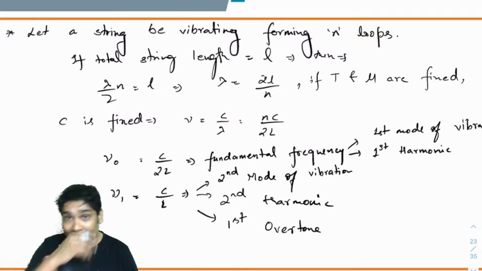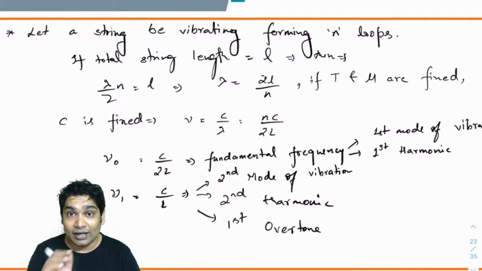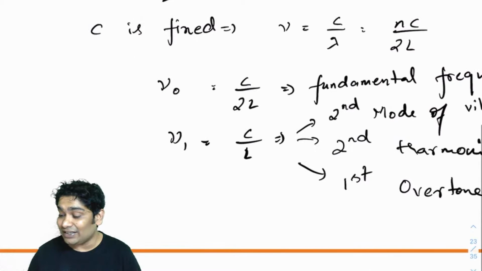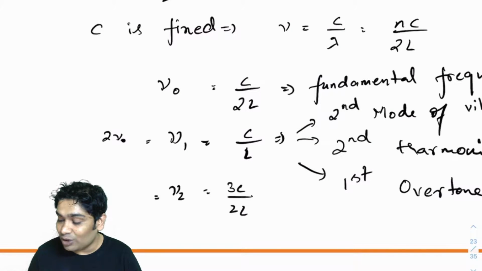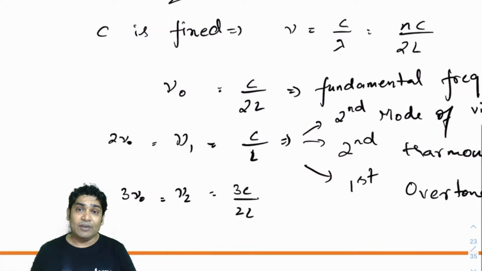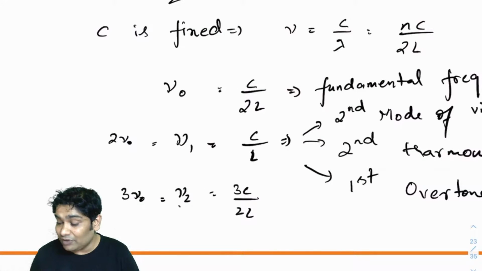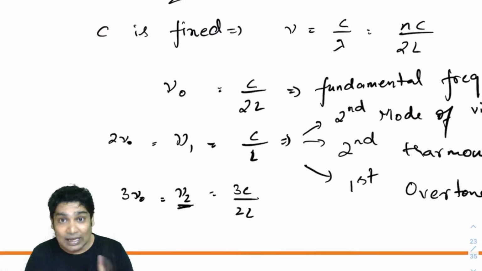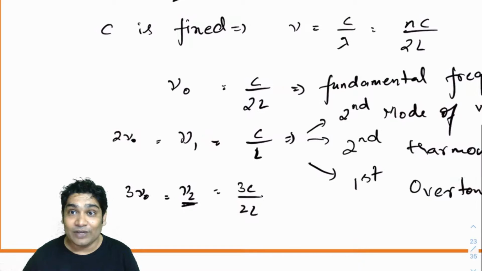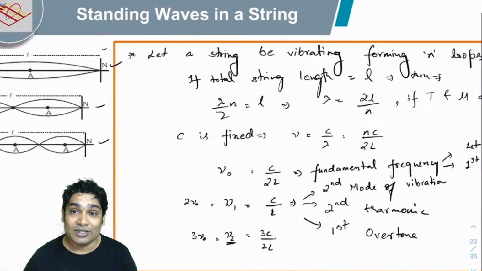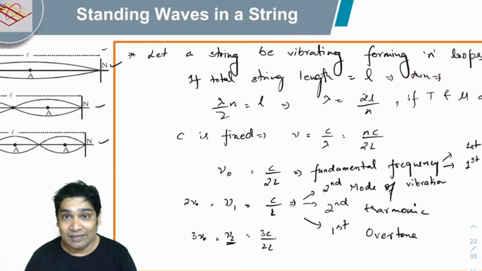So obviously next would be 3C over 2L, so this is nothing but 2 times nu naught. Then the next possible would be 3C over 2L, which would be 3 times nu naught. So these are the different modes of vibrations that you can have. So what will this be called? This will be called the third harmonic, third mode of vibration, and the second overtone. So this is how you define these terms. These terms should be known to you because they ask you about these terms very commonly.